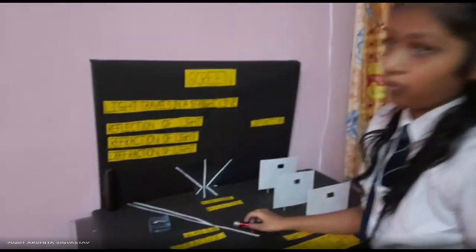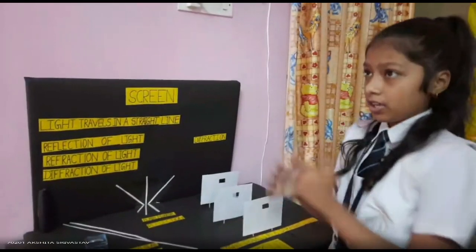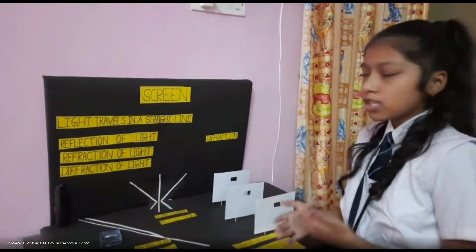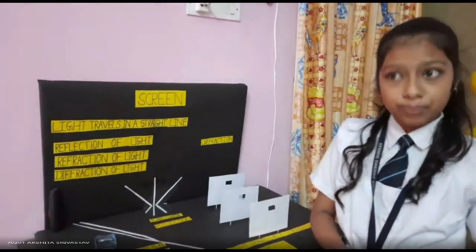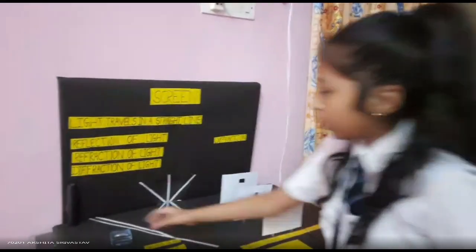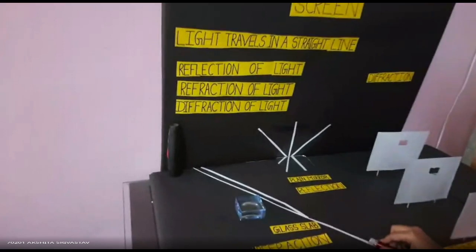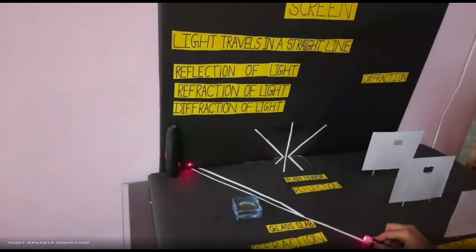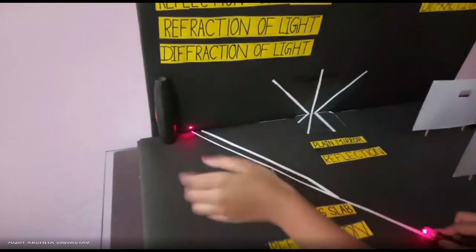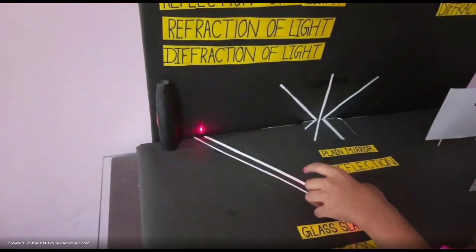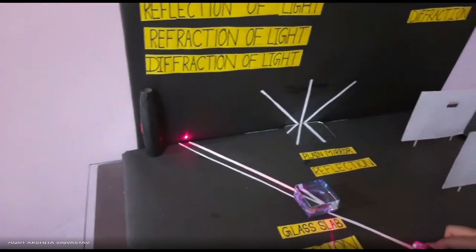The third property that I am going to demonstrate is refraction of light. The law of refraction says that when light travels from one medium to another medium, it slightly bends. This is because the speed of light is different in different mediums. To prove this, I have taken here a glass lamp. Now, when I put laser light on the screen, we see that the focus of light is at this point. But when I put the glass lamp in the path of light, we see that the focus of light has shifted.